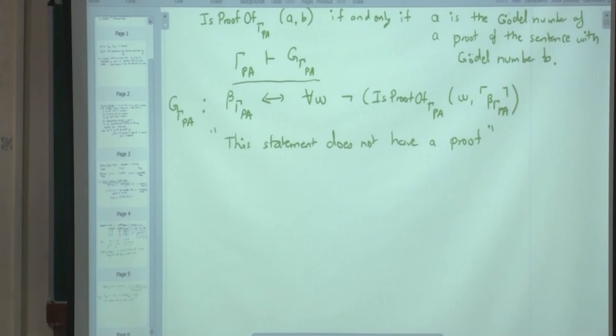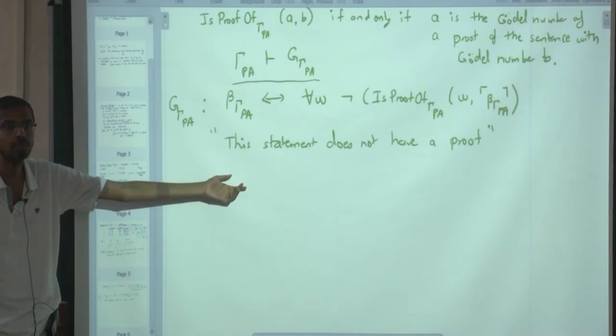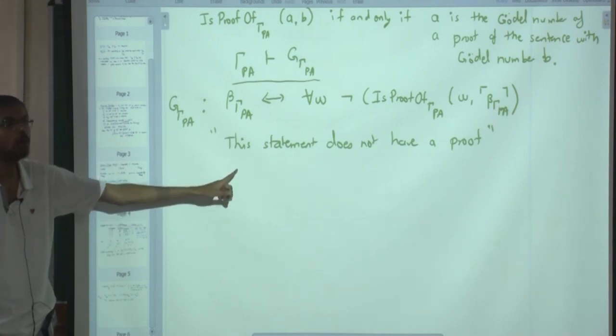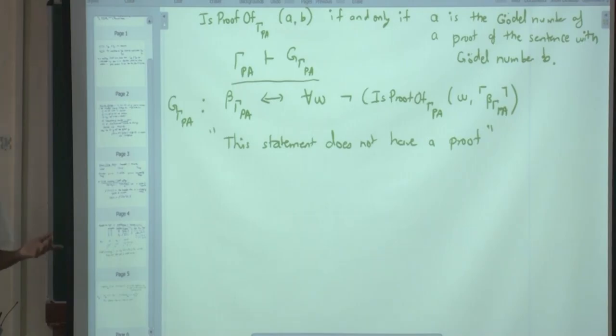If it is true, then it leads to a contradiction. So the only other option is, sorry, if it is false, I'm making a mistake. If this statement that beta gamma PA doesn't have a proof is false, then what will happen? Then there is a proof, and that is contradictory. So this statement cannot be false. So it must be true. But if it is true, then it cannot have a proof. You understand? This is the statement which is self-referential, and it's similar to Cantor's original argument, right?